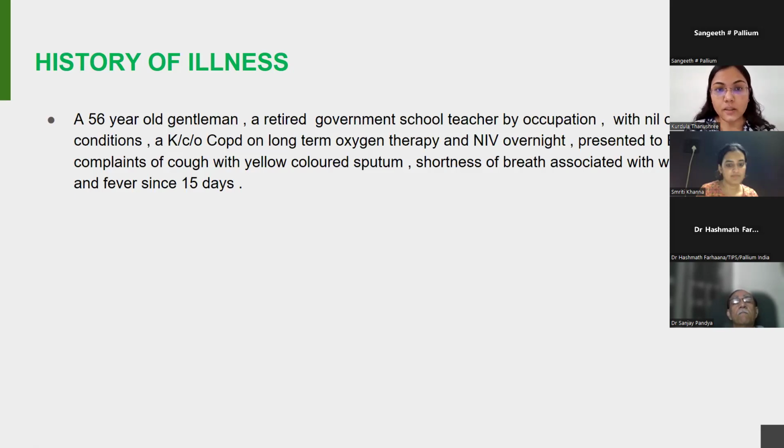So this gentleman is a retired government school teacher by occupation with nil comorbid conditions. He's a known case of COPD who's already dependent on long-term oxygen therapy and NIV overnight. He presented to our EMR with the above complaints, that is cough with yellow sputum, shortness of breath and fever since 15 days.